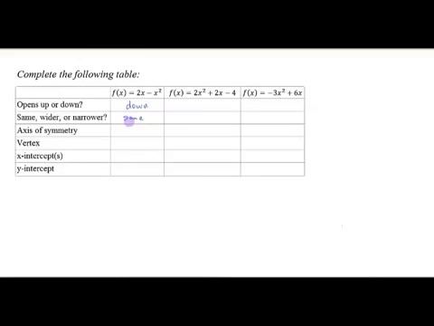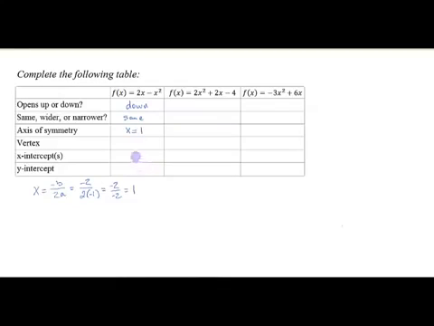The axis of symmetry, we're going to use our formula x equals negative b over 2a. So the negative of b is negative 2, and 2a is 2 times negative 1. So I have negative 2 over negative 2, which is positive 1. So we'll write the axis of symmetry as that equation of a vertical line, x equals 1.